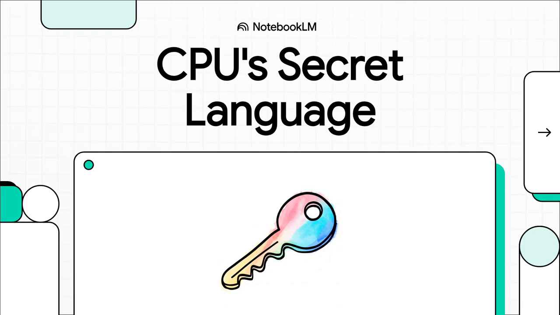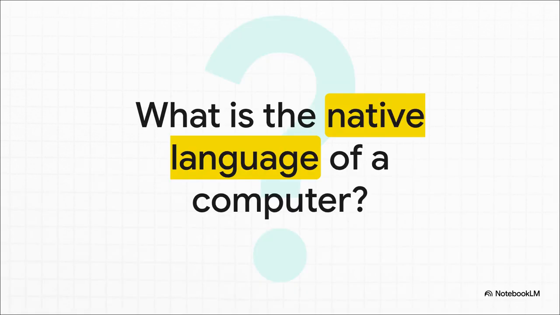All right, today we're cracking the code, the secret language that lets our software talk to our hardware. We're going right down to the metal to see how this whole thing actually works. So let me ask you this. What is the native language of a computer? I mean, it's not Python, right? It's not C++, and it's for sure not English.